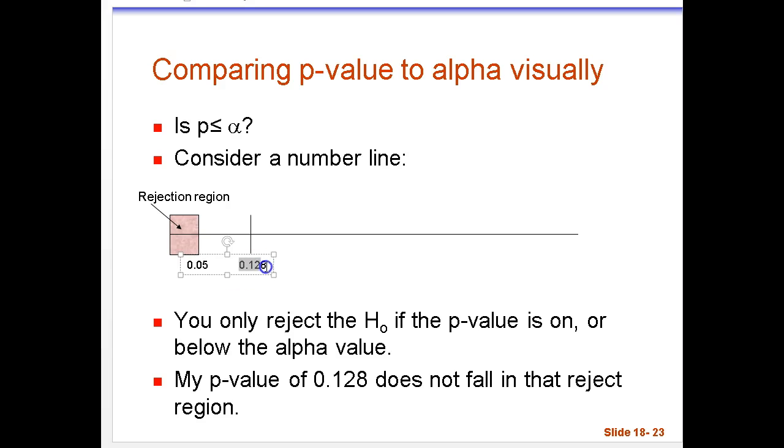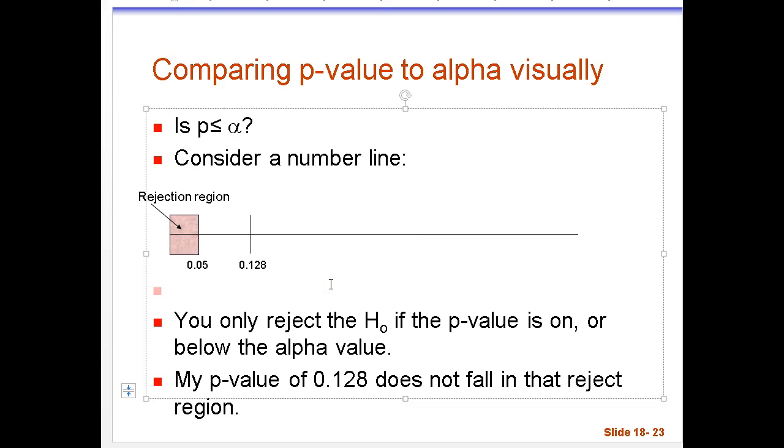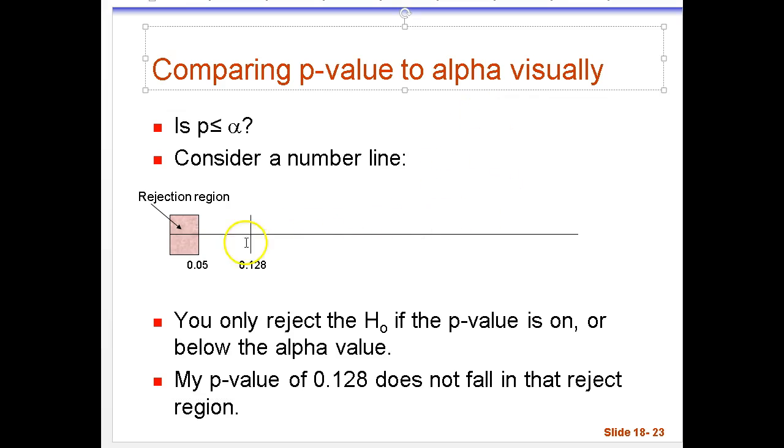Based on our p-value, right here, our p-value is 0.128. That actually means that there's a 12.8% chance that we're going to get it wrong, a 12.8% chance that we're going to reject the null hypothesis when we shouldn't be doing that. And we're not comfortable with that 12.8%. It's too high. We only want to be able to reject if there's a 5% or less chance of making the wrong decision.